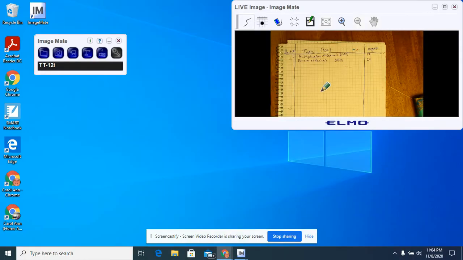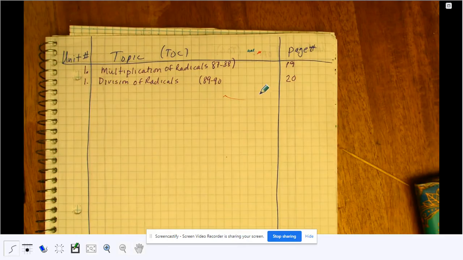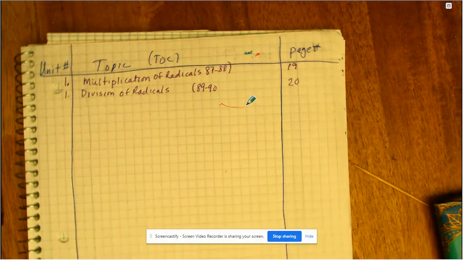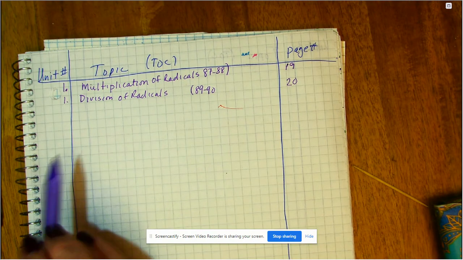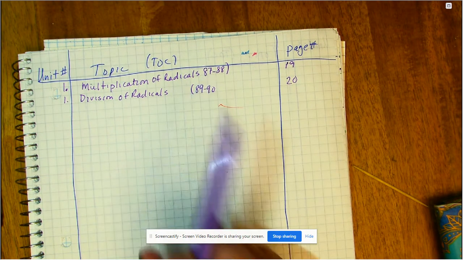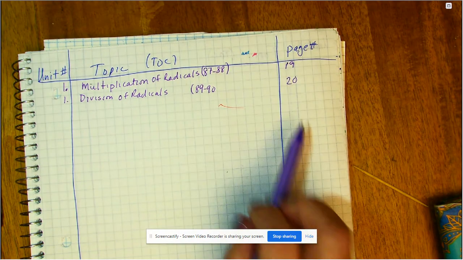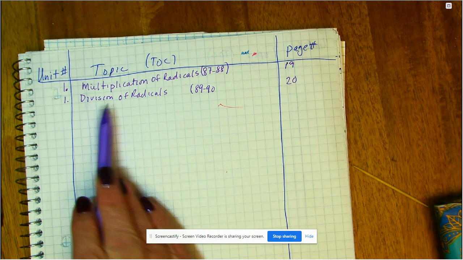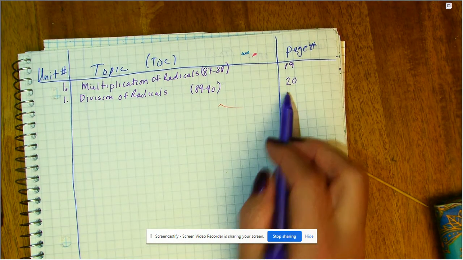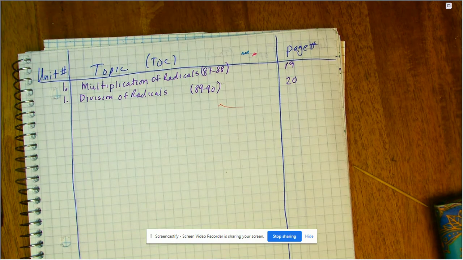So let's go ahead and look at our Math Interactive notebook, paper version. We have Unit 1. Multiplication of radicals, it's going to be slide 87 and 88. My notebook, that's going to be on page 19. And then division of radicals, slides 89 and 90. And in my notebook, that's going to be on page 20. Give you a minute real quick to write those into your TOC.